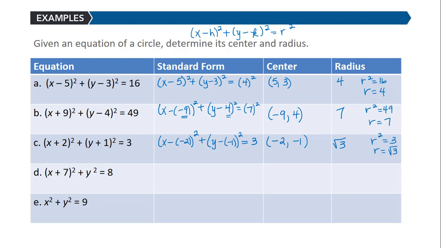x plus 7 squared plus y squared equals 8 in standard form is really x minus negative 7 squared plus y minus 0 squared is equal to 8. So our center is negative 7, 0. The radius, we know that r squared is equal to 8. So r is going to be the square root of 8. But remember how to simplify the radical. That's really 4 times 2, or 2 on the square root of 2.